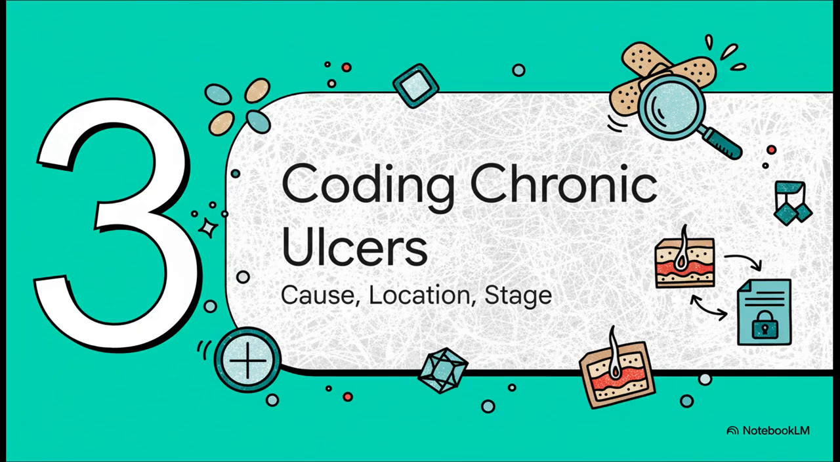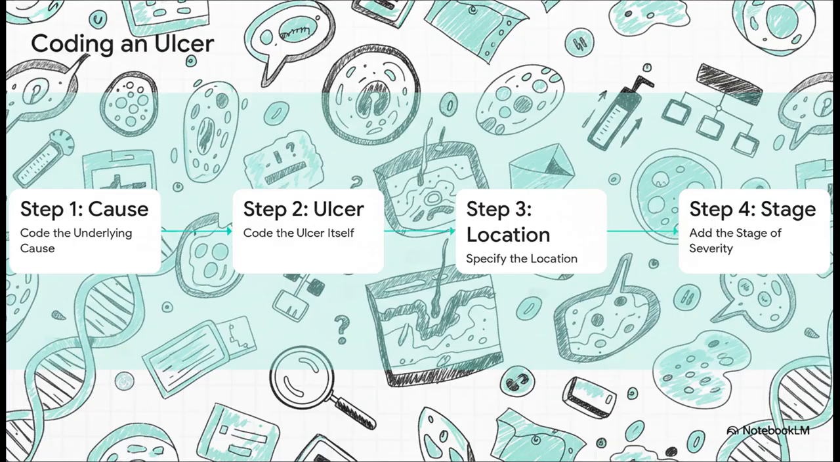Let's move on to another really common, but also pretty complicated area to code, chronic ulcers. This is a perfect example of where documentation has to be razor sharp, covering everything from the cause to the exact location and just how bad it is. Now, it might look overwhelming, but coders have a really straightforward 4-step playbook for this. Step 1, figure out the underlying reason for the ulcer.